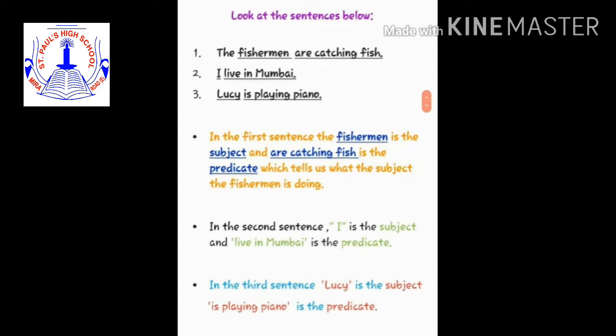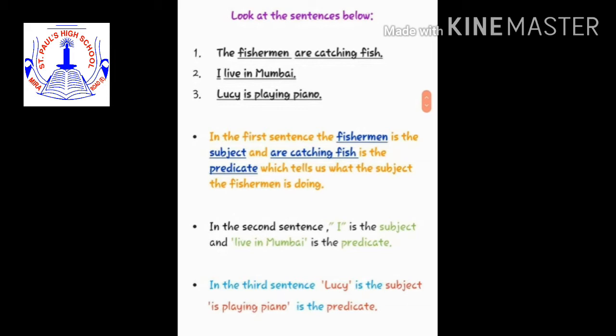Students, here there are a few examples given in front of you all. So first let us read all the three sentences. Our first sentence is: The fishermen are catching fish. Second example: I live in Mumbai. Third example: Lucy is playing piano. So students, let us move on to the first example. The fishermen are catching fish.